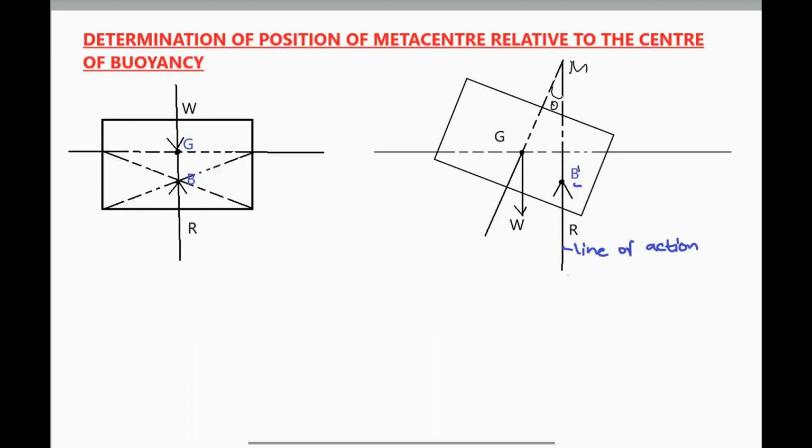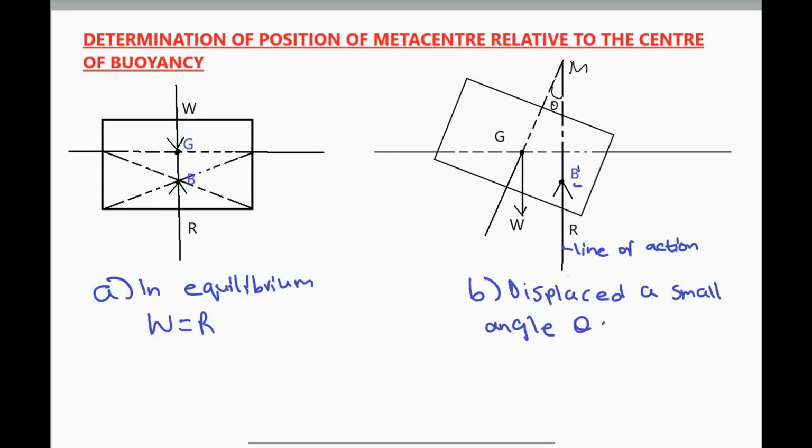So consider two bodies floating in a fluid. One, A, is in equilibrium. This body is in equilibrium since the weight of the body is equal to the upthrust R, and they act along the same straight line W. The weight and the upthrust act along the same straight line. We have B, which has been displaced through a small angle theta.